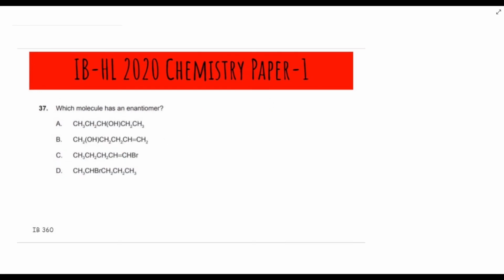So in question 37, we need to find out which molecule has an enantiomer. For a molecule to have an enantiomer, it should have a chiral carbon. So what is the basic criteria for a carbon to be a chiral carbon? It should be sp3 hybridized, meaning it should be all single bonds, no double bond or triple bond. And another thing is all the groups attached to it must be different.